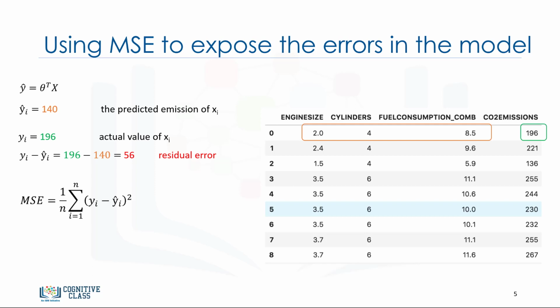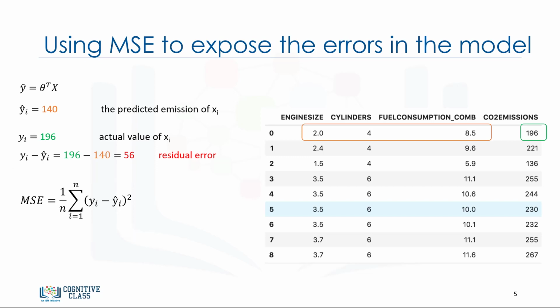The mean of all residual errors shows how bad the model is representing the data set. It is called the mean squared error, or MSE. Mathematically, MSE can be shown by an equation. While this is not the only way to expose the error of a multiple linear regression model, it is one of the most popular ways to do so.